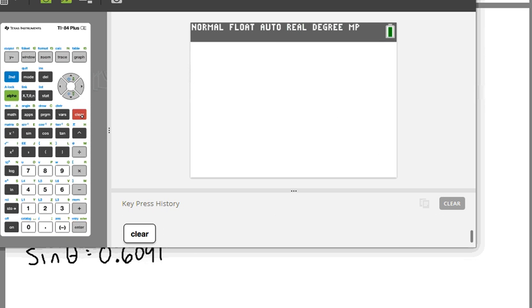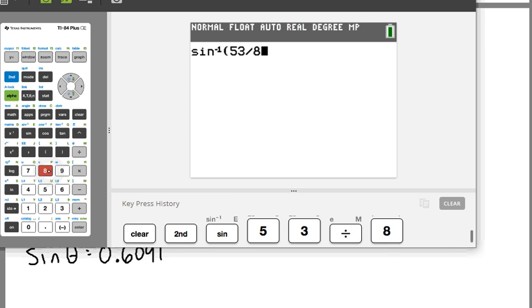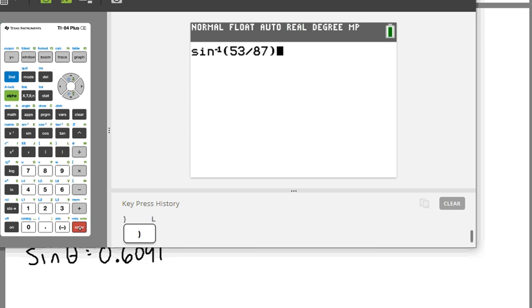So in this case, second function sine, because it's an angle calculation, 53 divided by 87, close your bracket, hit enter, 37.5 or a 38 degree angle.